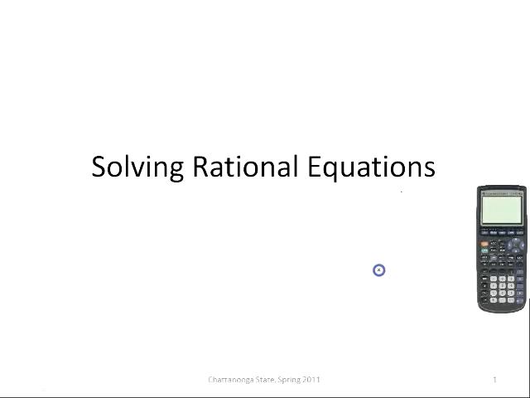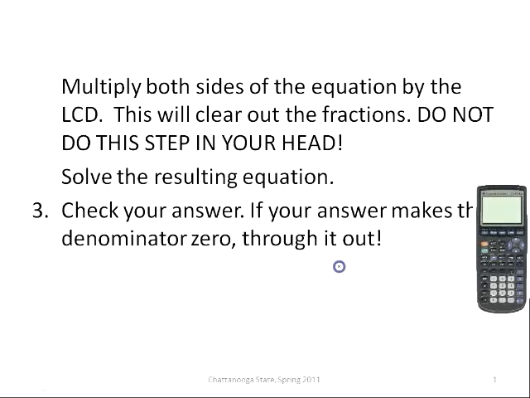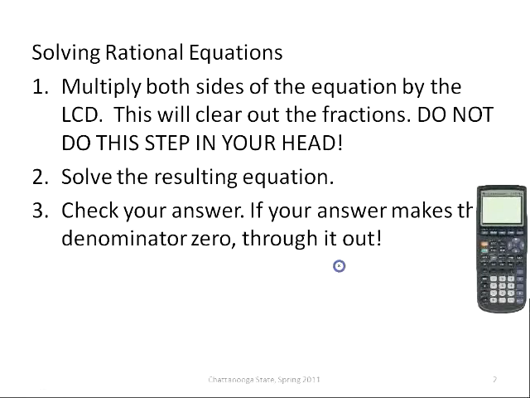Solving rational equations. Solving rational equations involves the following steps.